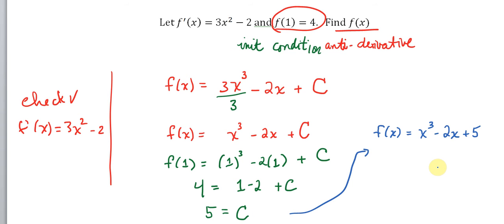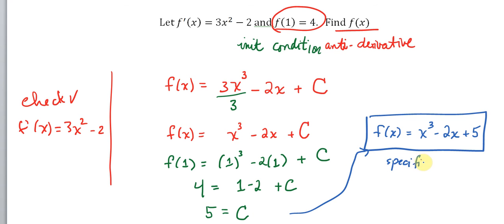Okay. So let's see just a little bit more detail here why that works. Why this is a final and perfectly good solution. If we take the derivative, we do in fact get 3x squared minus 2. If we plug in 1, we do in fact get 4. You get 1 minus 2, which is negative 1, plus 5 is positive 4. So all of the requirements that we were given in the problem have been satisfied. Okay? So this is called a specific solution.